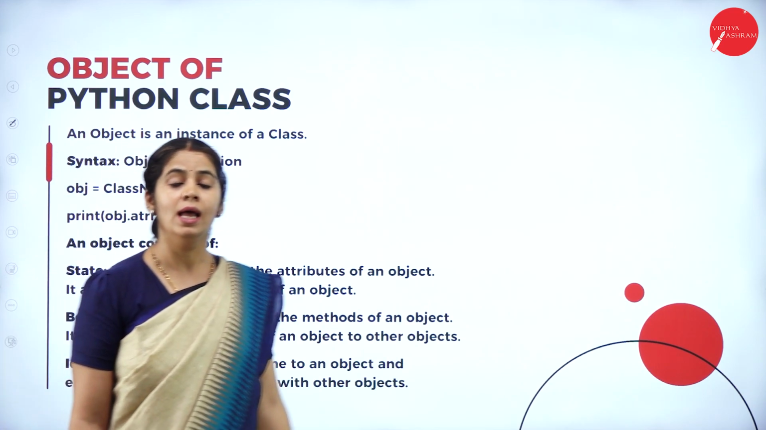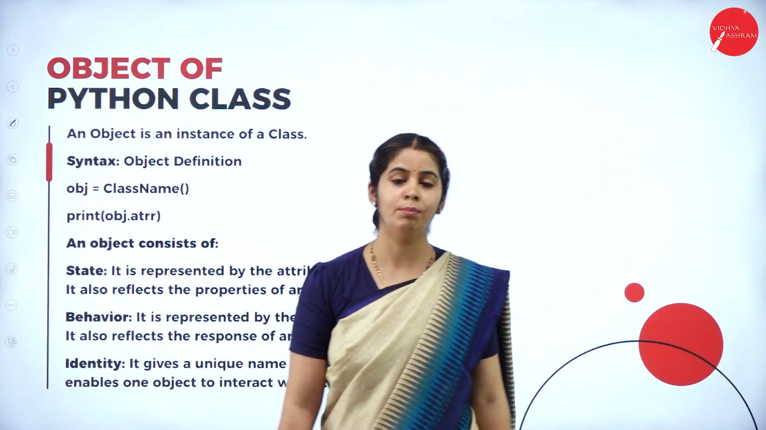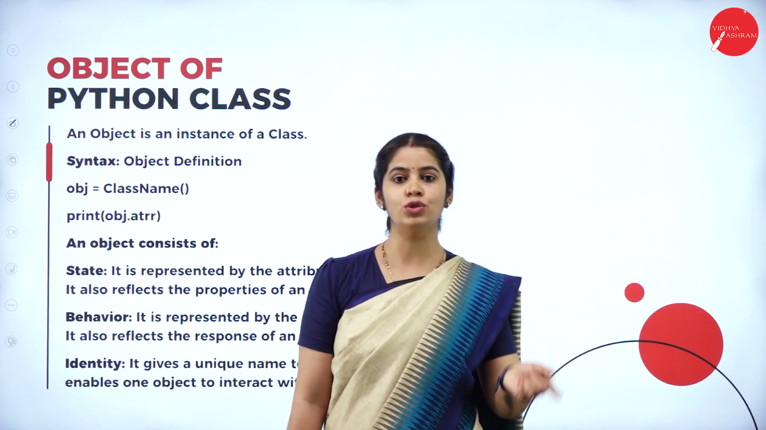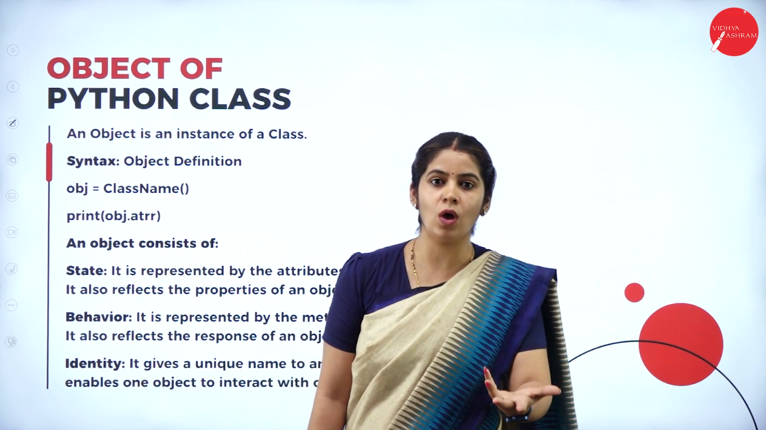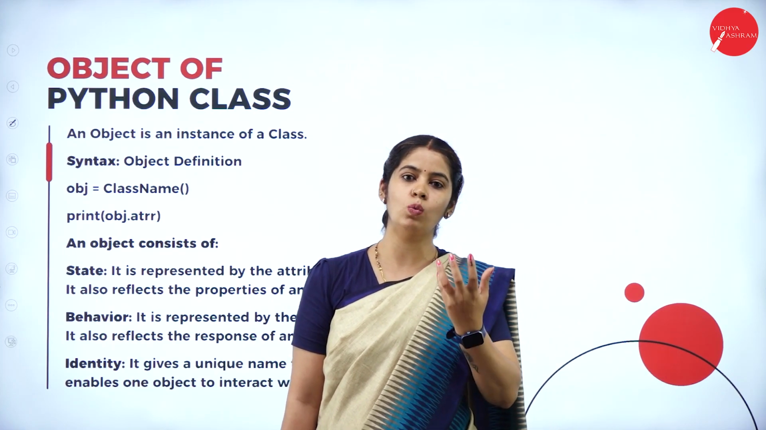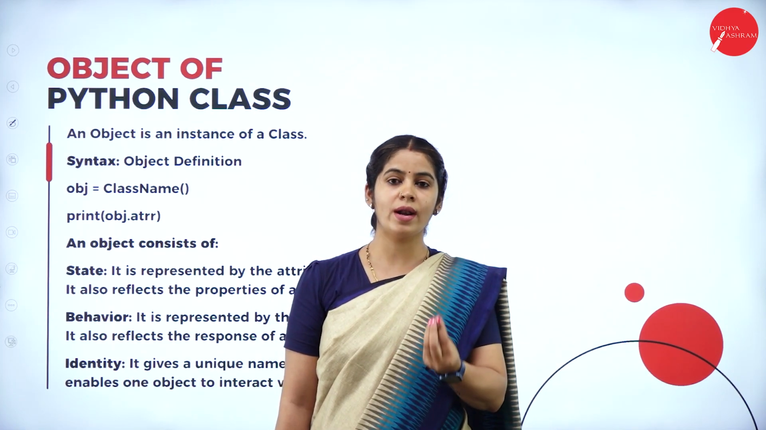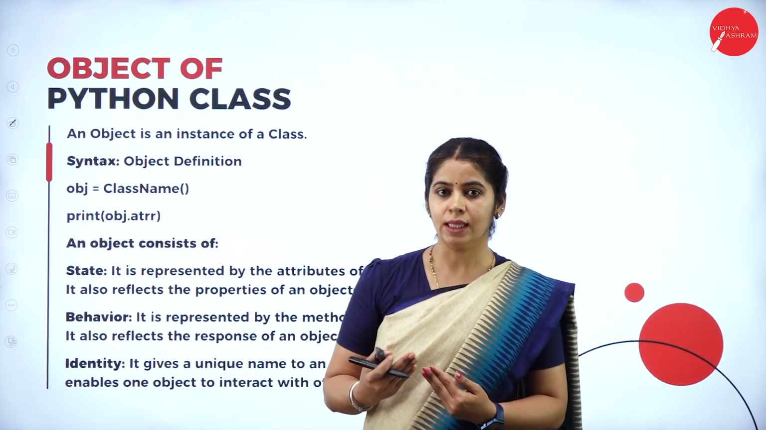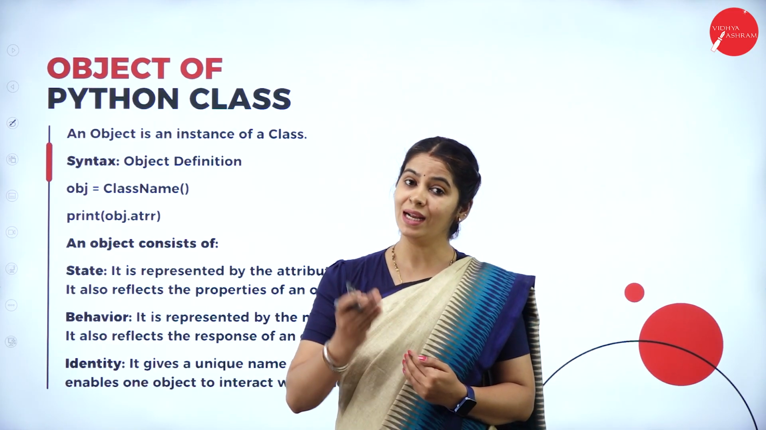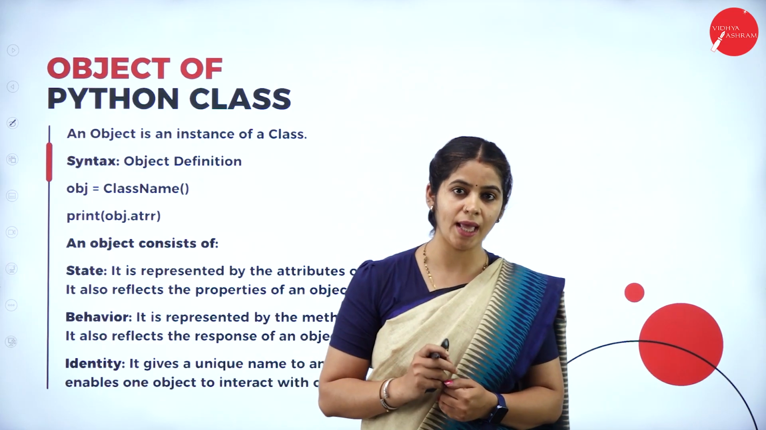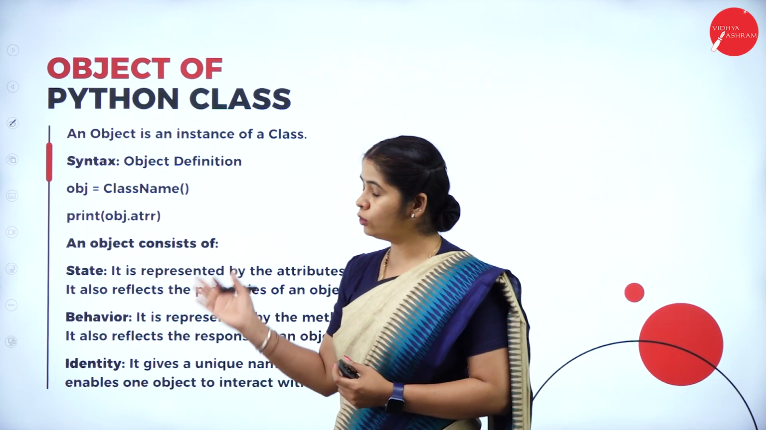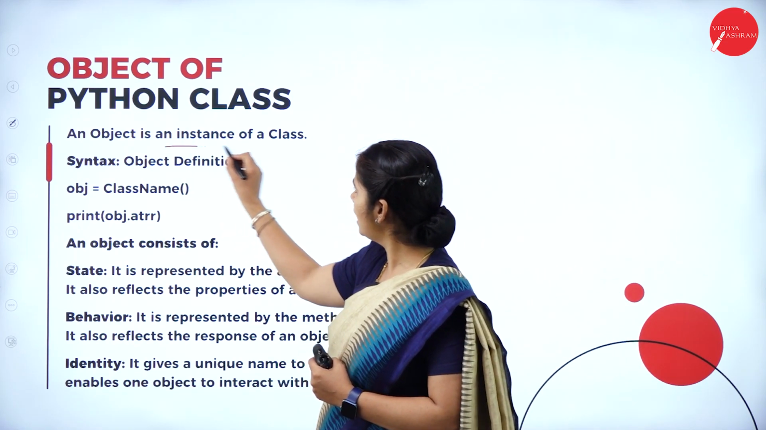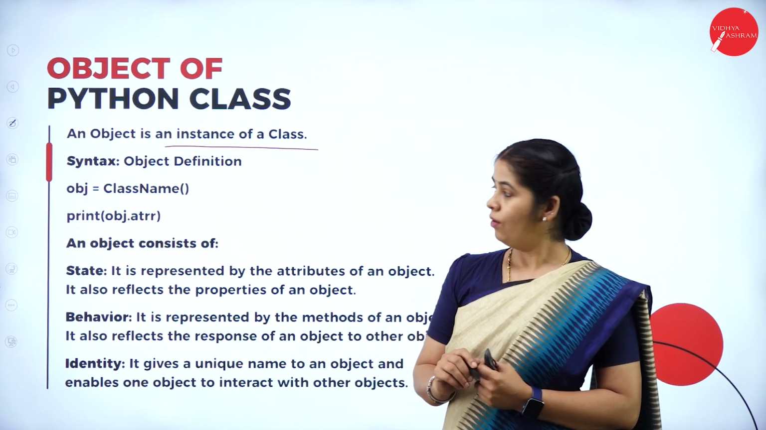Next, what is the next concept? An important concept: object. Why are we using classes? To create objects. Now what is an object? An object is a real-world instance or real-world entity which has an existence. That is called an object, whereas a class does not have a real-world existence. Coming to the definition of the object: an object is an instance of a class, right?